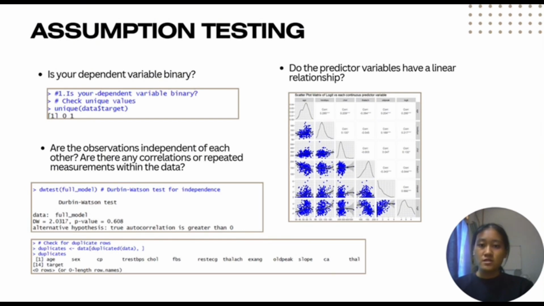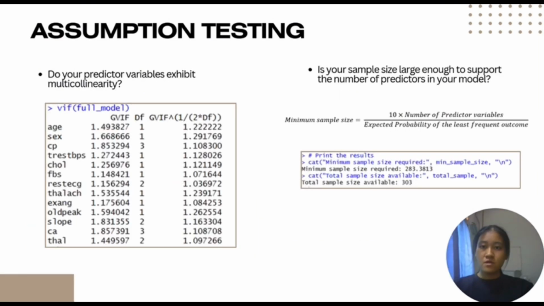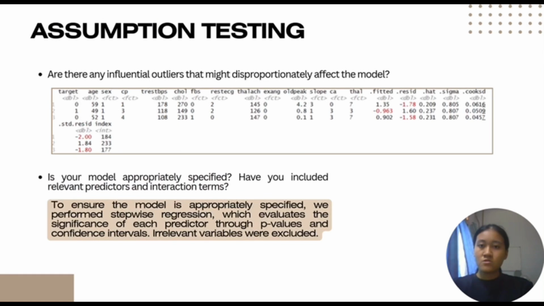To check independence, the Durbin-Watson test gave a result of 2.0317 with a p-value of 0.608, indicating no autocorrelation in residuals. Additionally, there are no duplicate entries in the dataset, ensuring observations are independent. Multicollinearity was assessed using the GVIF and all values were below the threshold, confirming no significant multicollinearity. Next, the sample size of 303 exceeds the minimum required size of 283, ensuring it is adequate. Cook's distance indicates no influential outliers because the top 3 of the absolute standardized residuals are all below 3.